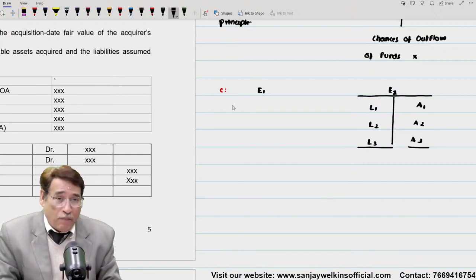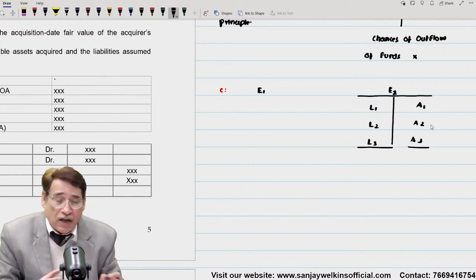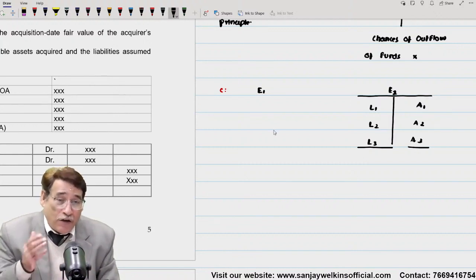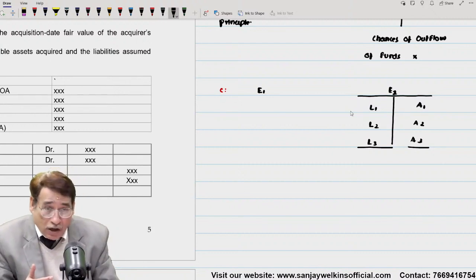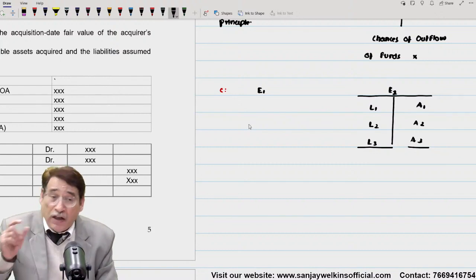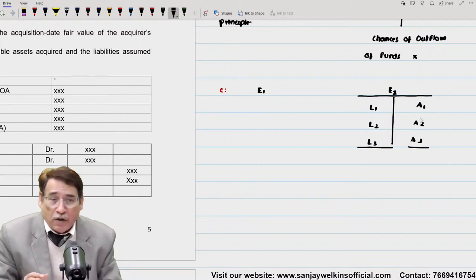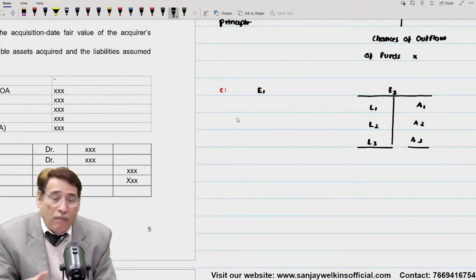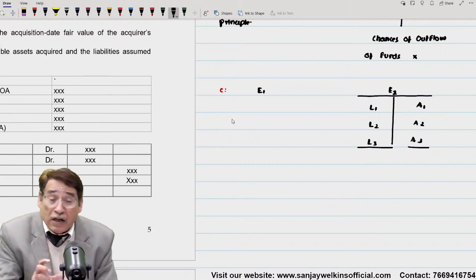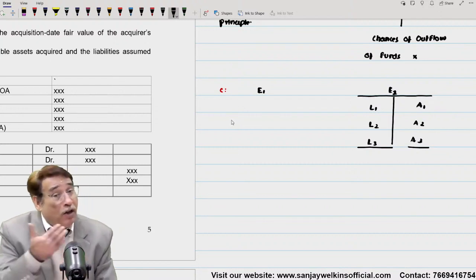But sometimes what happens is that we record all or some of the assets appearing on the asset side, and the liabilities appearing on the liability side. The general principle is that we have to record them at fair value. We are recording them, but we are not recording them at fair value. These are the assets and liabilities of the acquiring company. We will have to record them, but not at fair value.